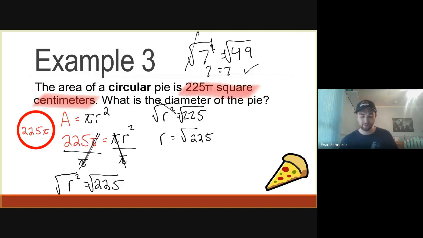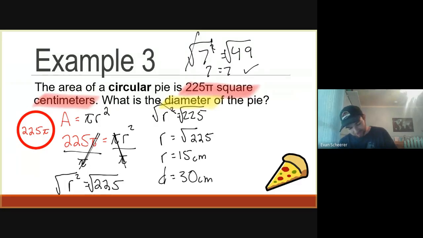Well, now we just need to figure out what times what equals 225. Well, your answer is 15. So the radius equals 15 centimeters. You're done, right? No, you are not done. It says, what is the diameter? So if the radius is 15, the diameter equals 30 centimeters. Don't get tripped up on that last part.